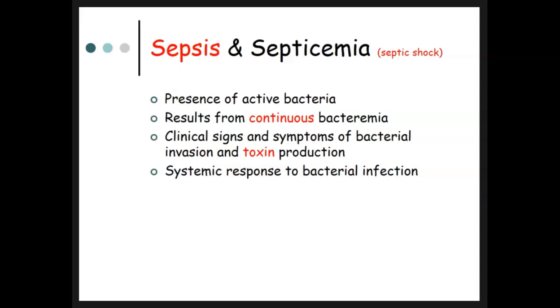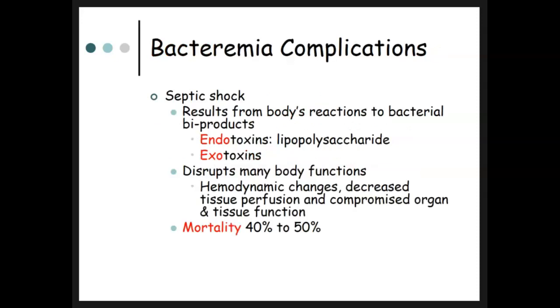Sepsis and septicemia. There are two potential consequences of bacteremia: sepsis and septicemia, or septic shock. And this is indicated by the presence of active bacteria resulting from continuous bacteremia and the clinical signs and symptoms of bacterial invasion and toxin production. And there's a systemic response to bacterial infection, and it is really bad.